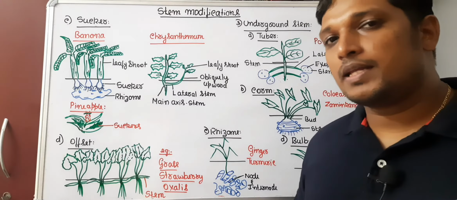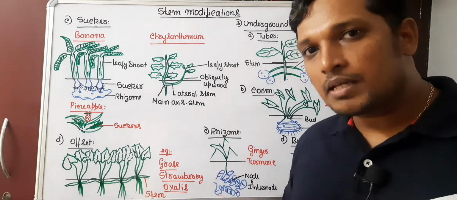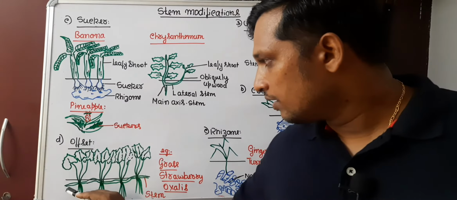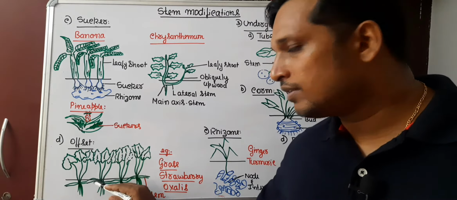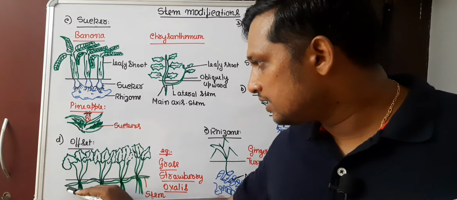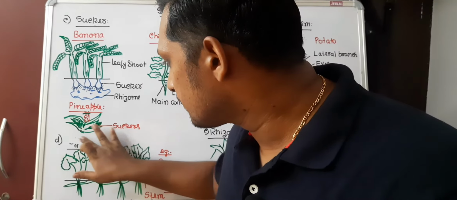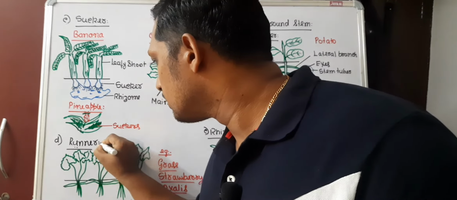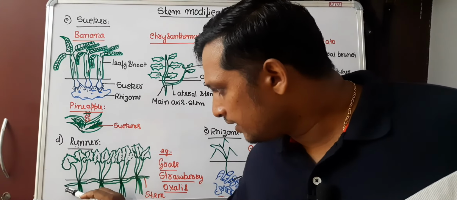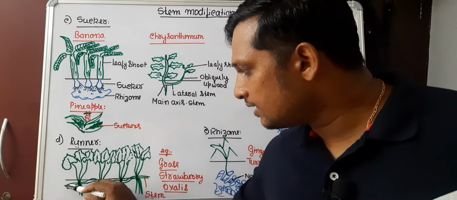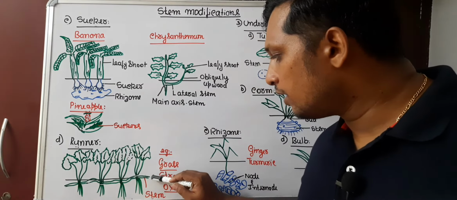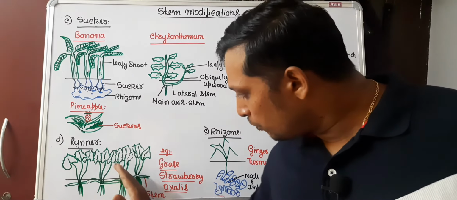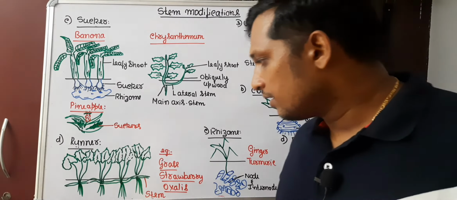Offset is the fourth subaerial stem modification. As I mentioned earlier, subaerial stems can be just above the soil or just below the soil also. Runner is a thin slender structure which runs just below the soil to a new habitat, which is called niche. When the older parts die, new parts can spread to new areas.